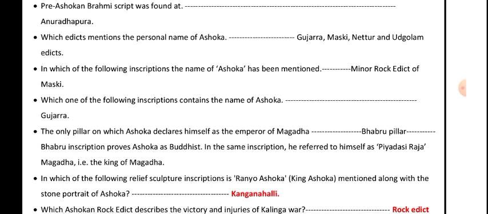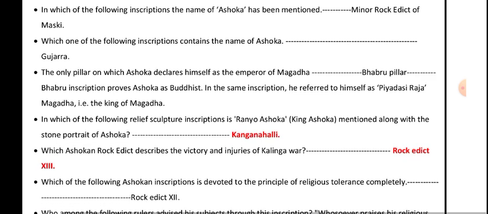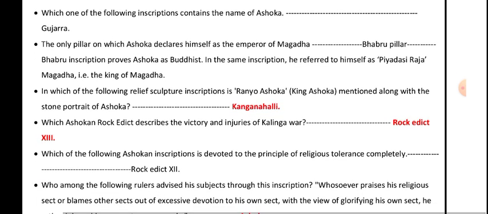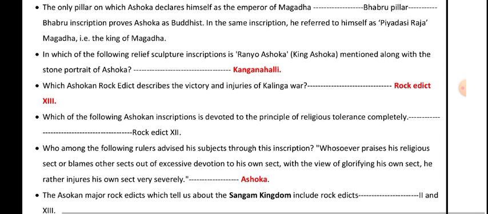The pre-Ashokan Brahmi script was found at Anuradhapura. Which edicts mention the personal name of Ashoka? Gujarra, Maski, Nittur and Udegolam edicts. In which of the following inscriptions has the name of Ashoka been mentioned? Minor Rock Edict of Maski. Which one of the following inscriptions contains the name of Ashoka? Gujarra.